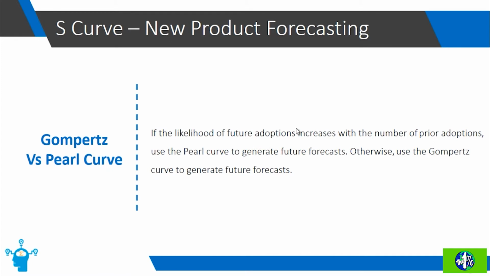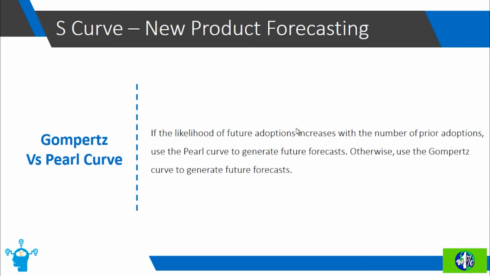In the next video, we will see how to model the logistic curve, and then we will also see how to model the Gompertz curve. But when do we use which? If the likelihood of future adoption is based on the prior adoption, then we use the logistic curve or the Pearl curve. But if there is no relationship between the number of people buying in future and the number of people who have bought in the past, then we use the Gompertz curve.